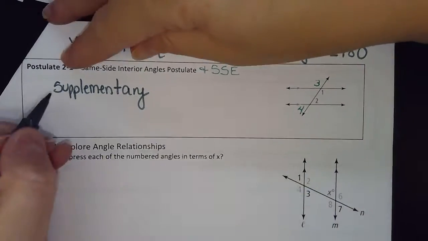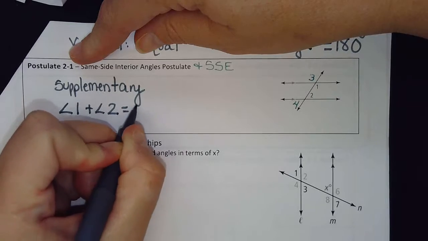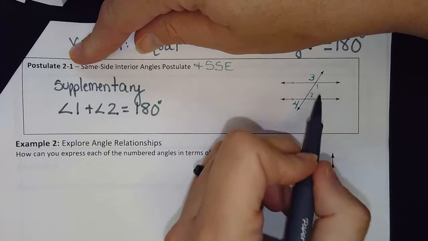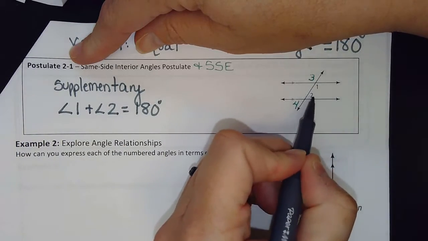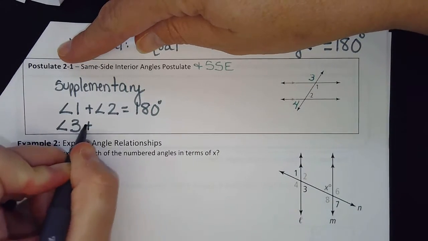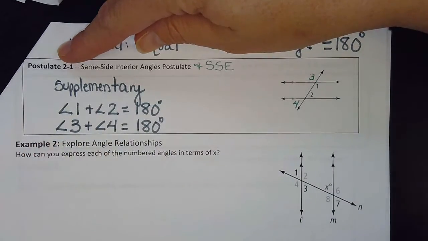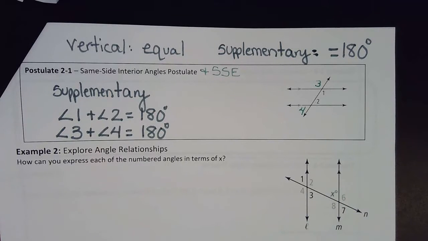What that means is that if you take angle 1 and add it to angle 2, that equals 180 degrees. These two angles add up to 180. What's also true is that if you take angle 3 and add it to angle 4, that equals 180 degrees. So if the angle pair is called same side interiors, or if the angle pair is same side exteriors, it's supplementary. Same side supplementary.